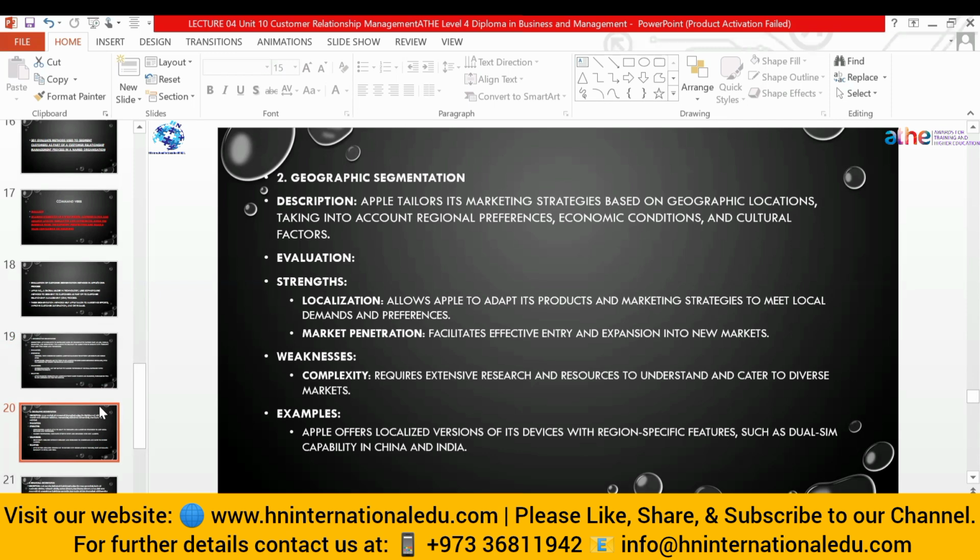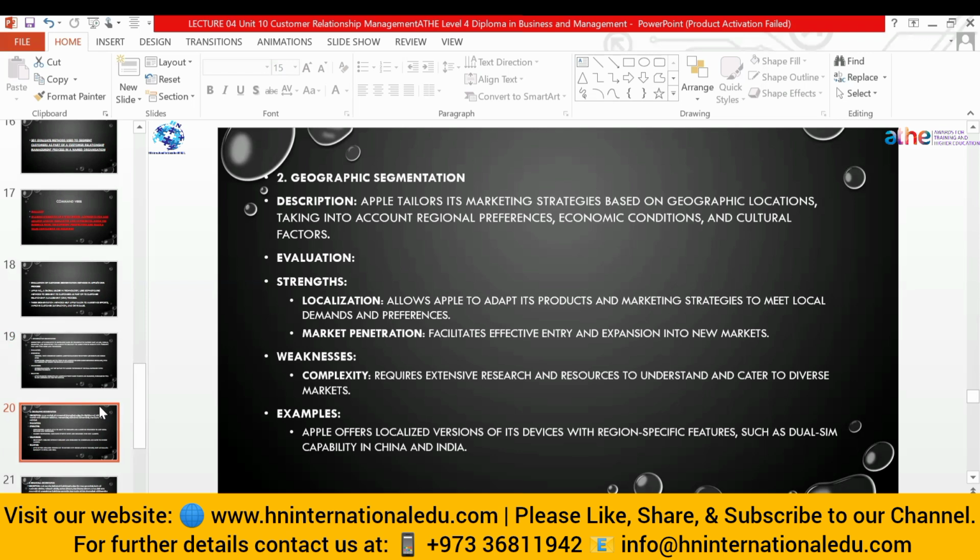When the iPhone competed, they overtook the Nokia, right? So their prices were quite low and the technology was quite high. It was updated. So this was their penetration strategy at that time. Weaknesses: complexity requires extensive research and resources to understand and cater to diverse markets. It is expensive. Why is the iPhone itself expensive? The products of Apple are expensive because of the research they're doing on an hourly basis, not on a daily basis. They are being way too cautious with the people.